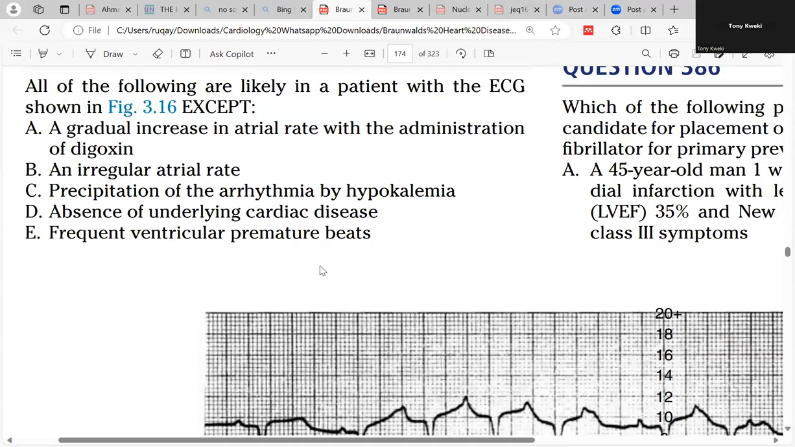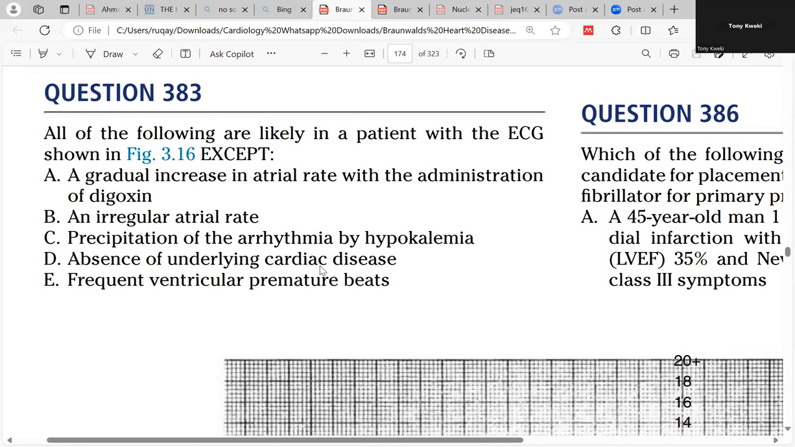So the options say which of the following are likely in a patient with the ECG we've just seen, except. So all would be true. We're looking for one false answer. A, a gradual increase in atrial rate with administration of digoxin. It is said that this particular type of arrhythmia is one of the presentations of digoxin toxicity. And if digoxin is continued despite this rhythm, then the atrial rate tends to continue increasing.